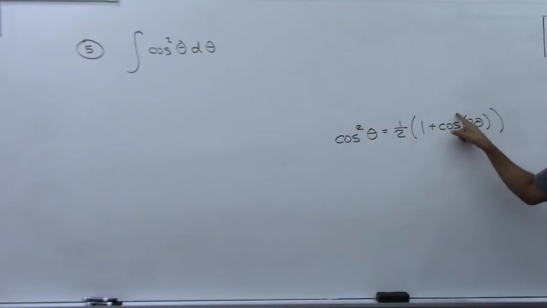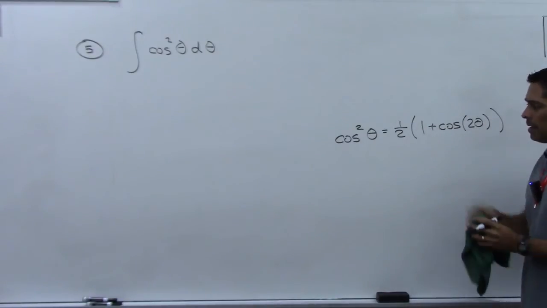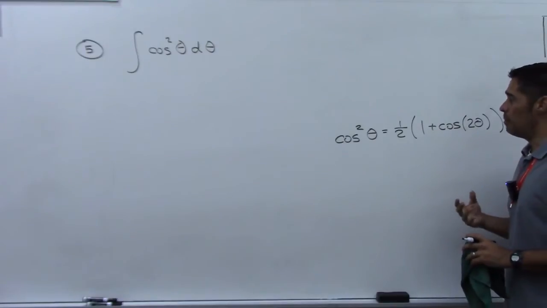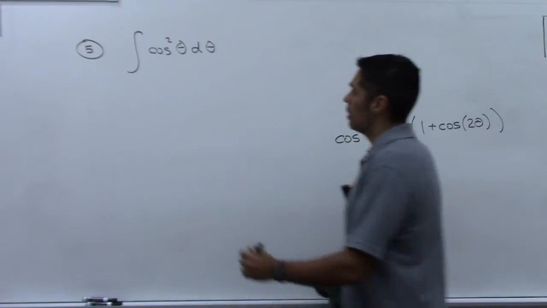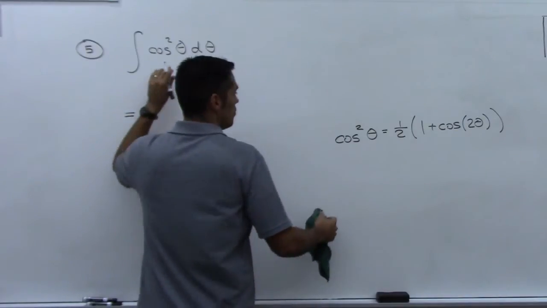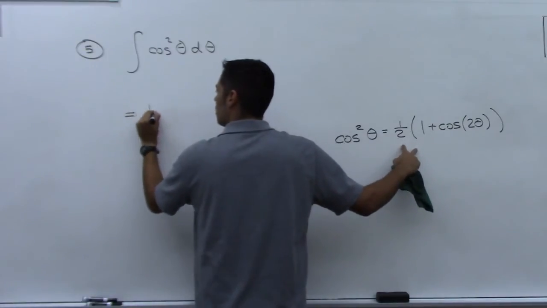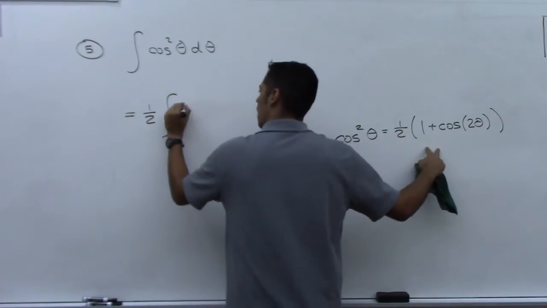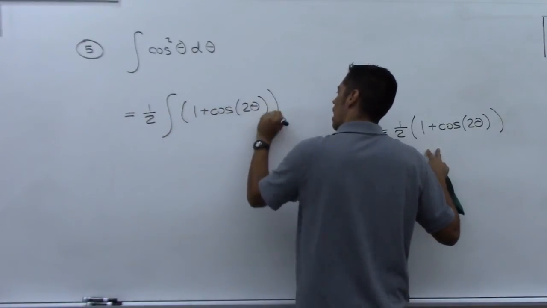So you notice this is not squared. But in the formula, you're going to get a 2 theta inside the argument. And then there's a bunch of other stuff out here too. But it allows you to reduce the power, and that helps us because when we integrate, we can integrate that with relative ease. Okay, so replacing this expression with this, the 1/2 is going to come out of the integral. I will have in here 1 plus cosine 2 theta, and that's it, d theta.